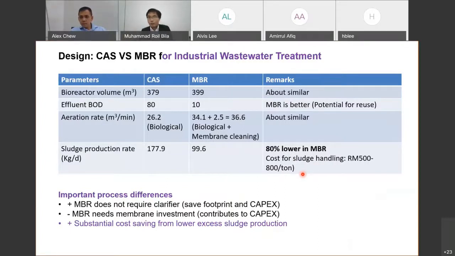So if you have a waste stream that has a very high COD, you have a very good chance for cost saving by upgrading the activated sludge system to membrane bioreactor. Some of the important process differences are the same as for the domestic: in MBR we don't need a clarifier, so we can save the footprint and then capex. We also need capex to buy the membrane, but we will be able to substantially save from the reduction in the production of the sludge.